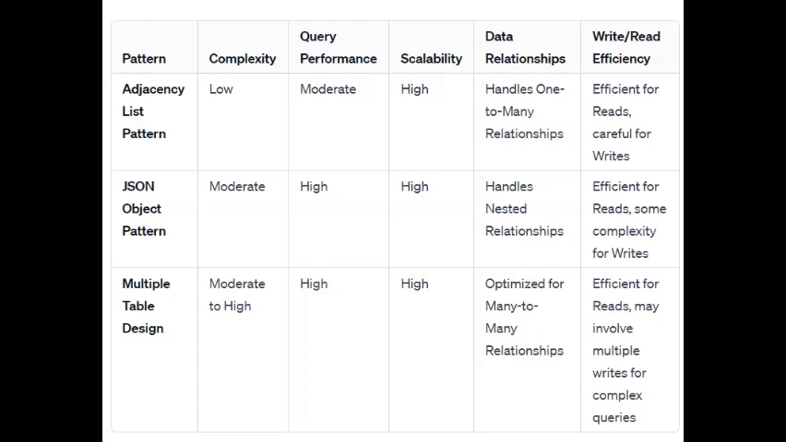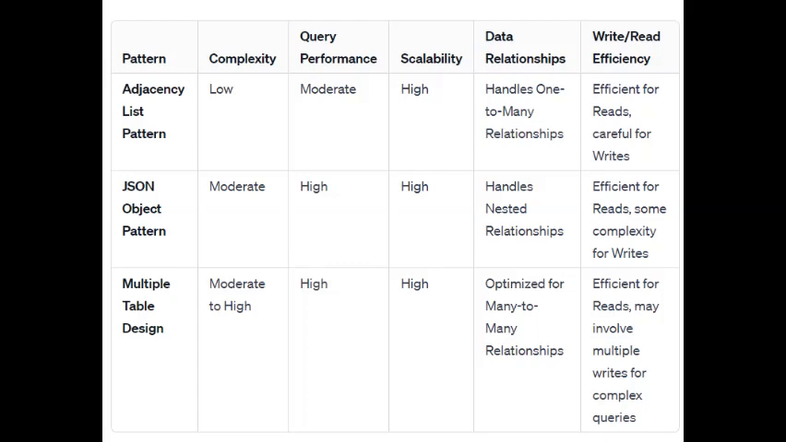2. JSON object pattern. Complexity. Moderate complexity. Implementing the JSON object pattern requires understanding the structure of the JSON objects within DynamoDB items. Query performance. High query performance. Fetching the entire JSON object is efficient, but querying specific attributes within the JSON might be less performant.